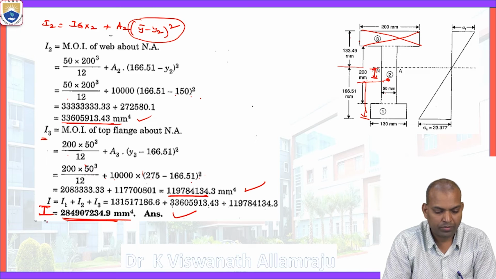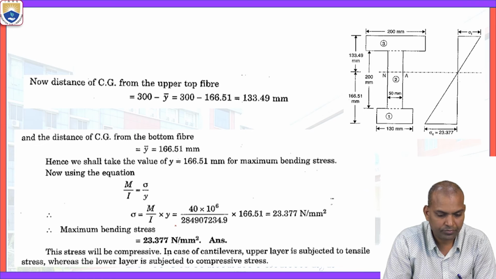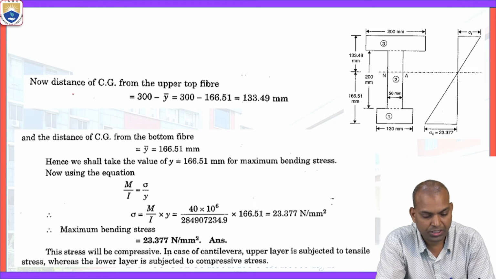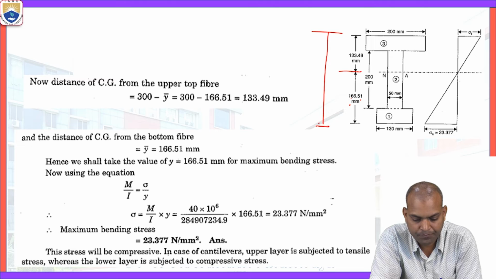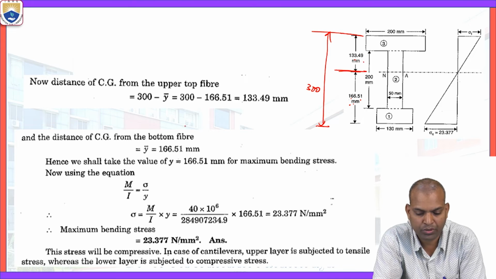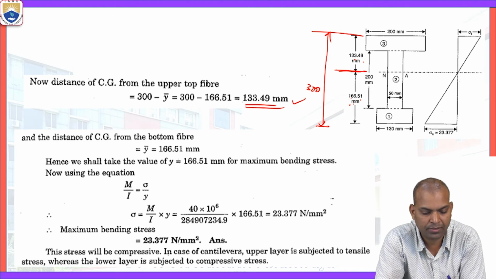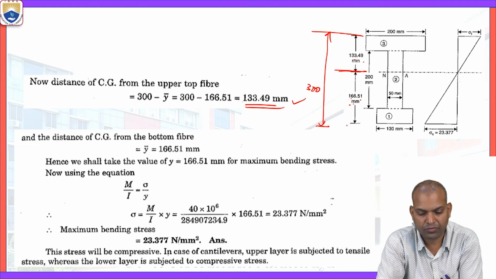Now this is the moment of inertia. That is the second objective. Next, the distance from the bottom fiber is 166.51. That means total distance is 300. 300 minus 166.51, then the top layer comes, that is 133.49 millimeter. And the bottom fiber is 166.51 millimeters.